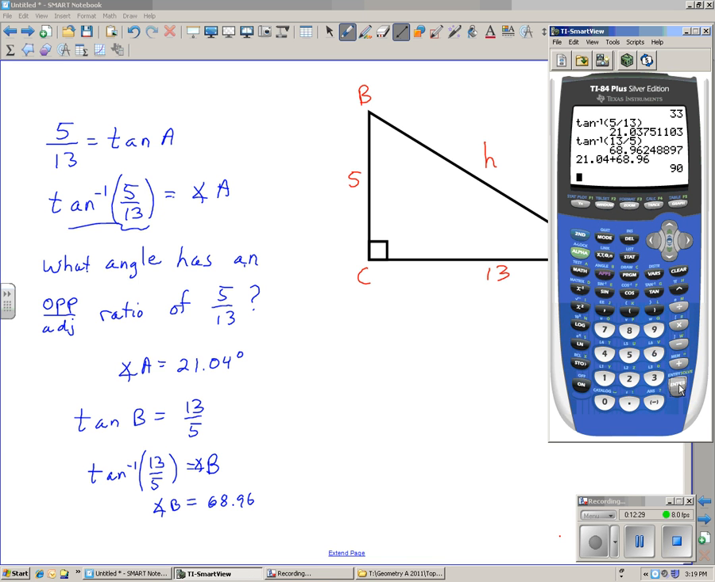So the other way I could have found angle B is I could have done subtraction in the first place to find out that it equals 68.96, and I could have used tangent to check it. So all these things fit together. You should definitely explore different ways of how things fit together. That is the end of this podcast.